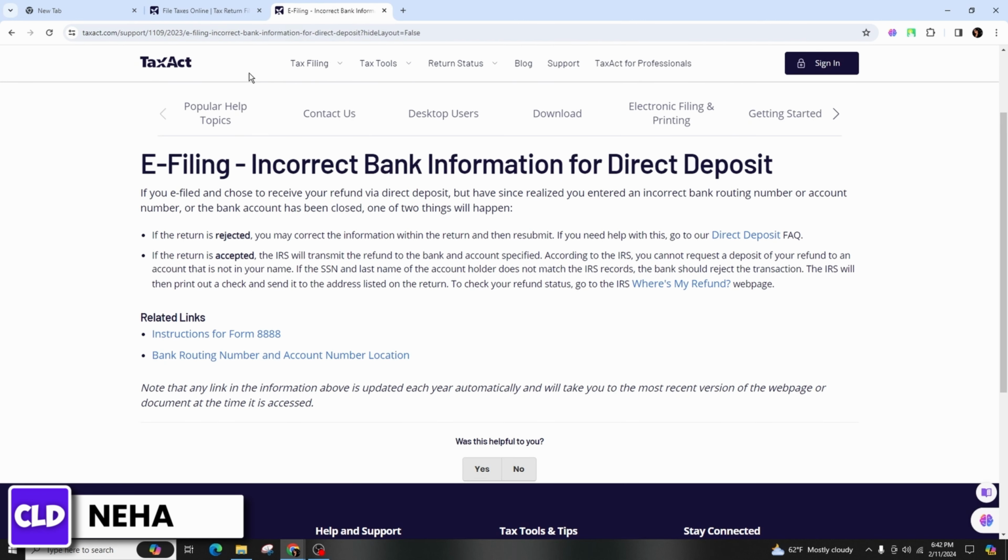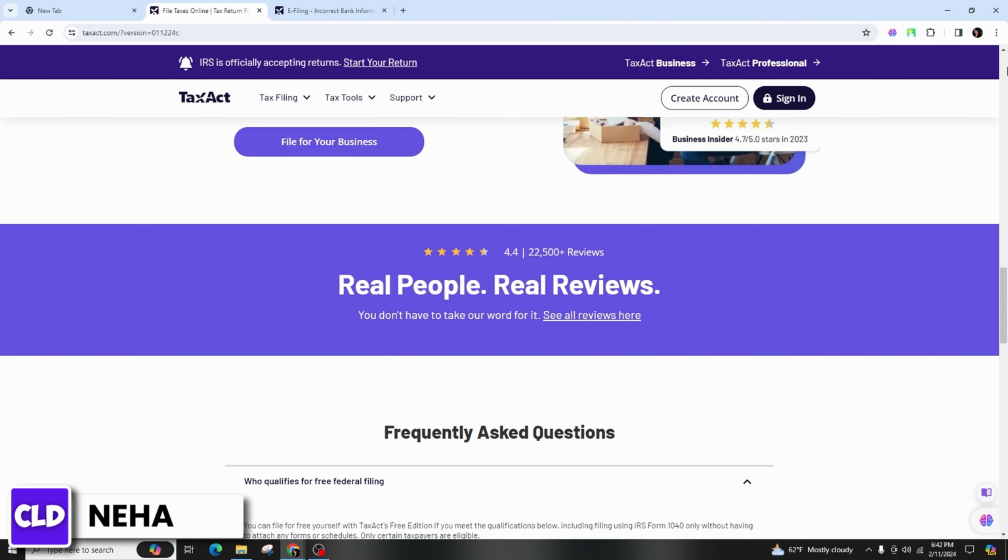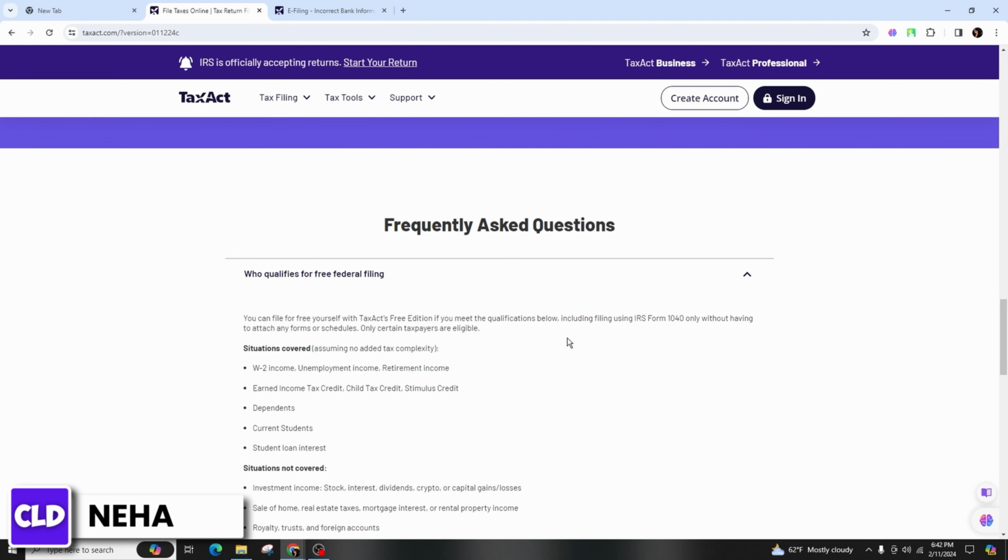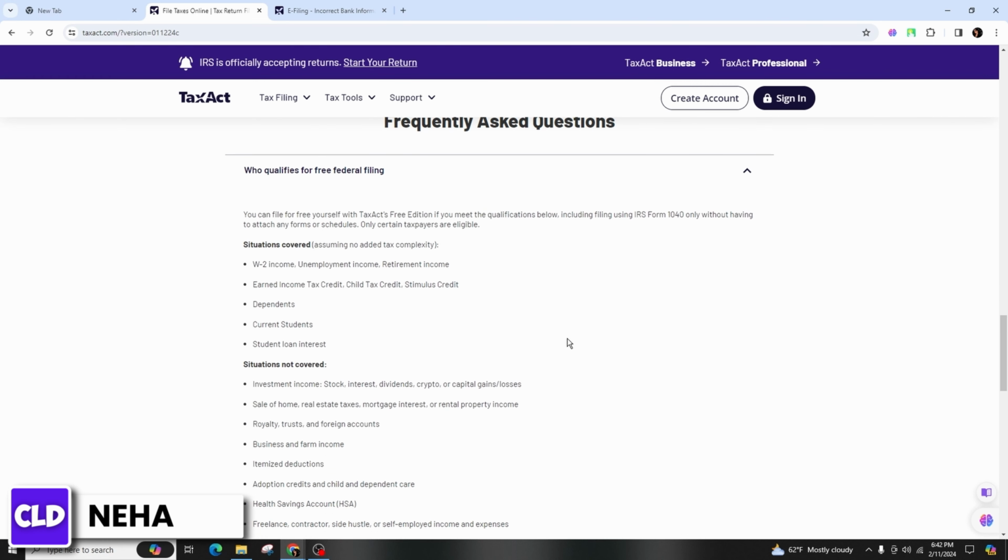If you need to update the bank account information you provided through the TaxAct, log into your TaxAct account and see if there is an option to update or correct the bank account information. Follow the provided instructions to make the necessary changes.